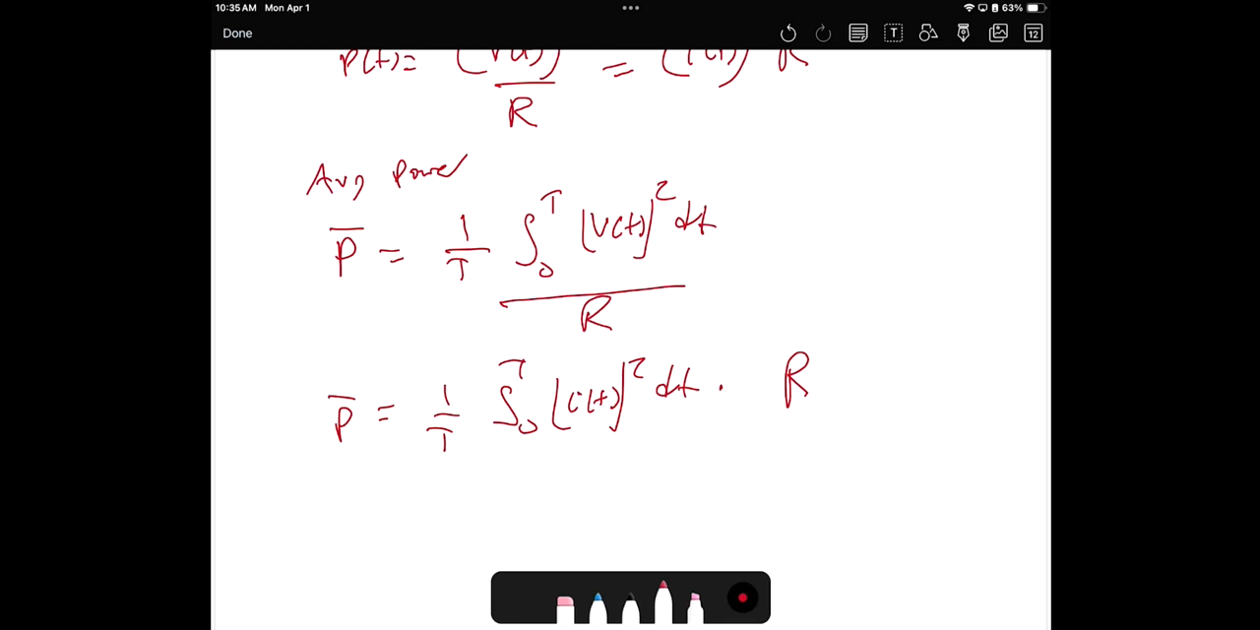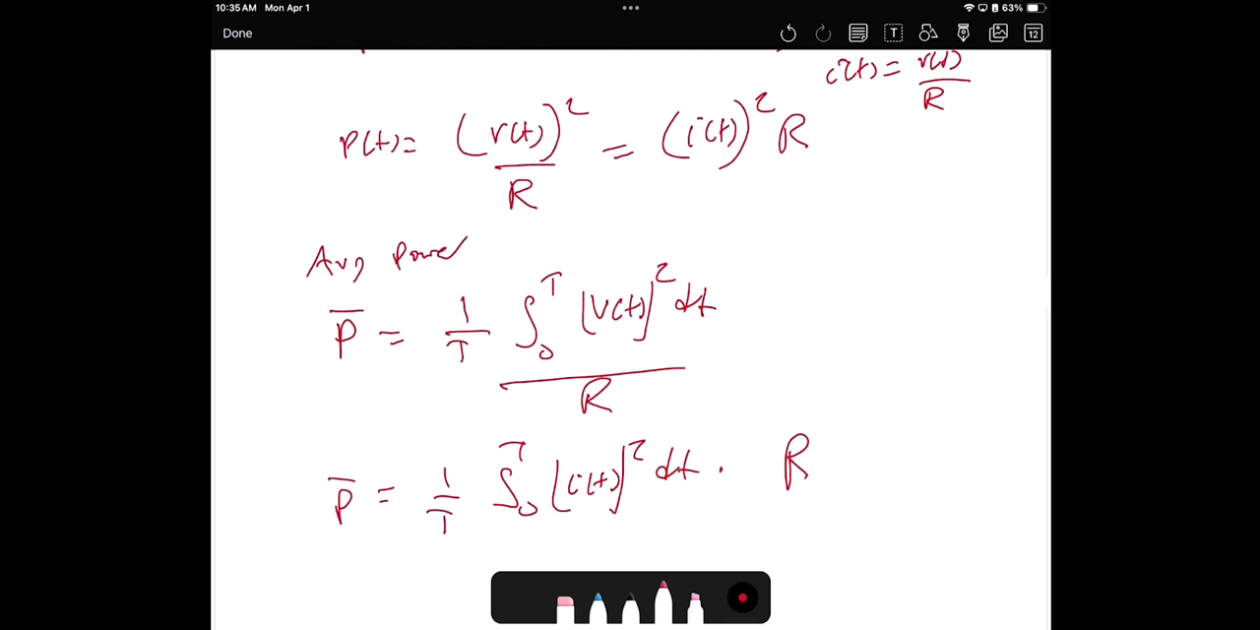Okay, any question? So that's the theorem. Now let me run an example of the power. I'll give you a few seconds to write, then we will go to the example.